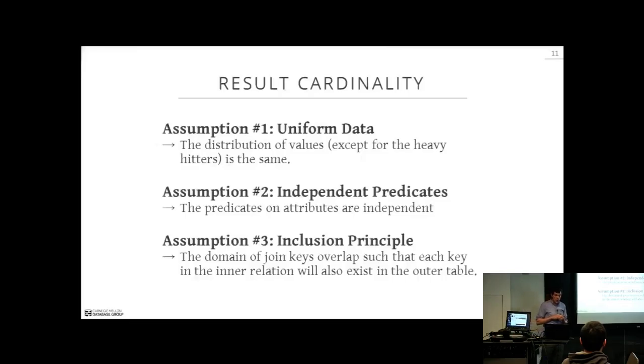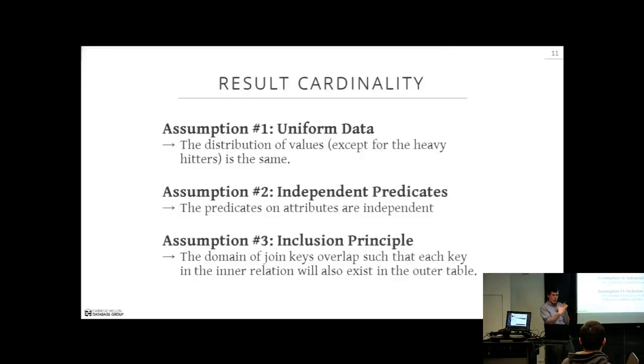And all the database systems have a problem with this because they make the following three assumptions. So the first assumption is that they're going to assume that the distribution of the data is uniform. So what that means is that they're going to assume that for every unique value you have in your column or your attribute, it can occur in a tuple with the same probability as all other values, except for the heavy hitters.